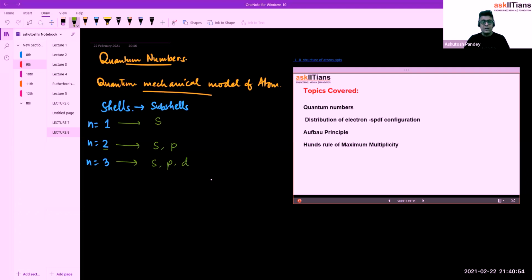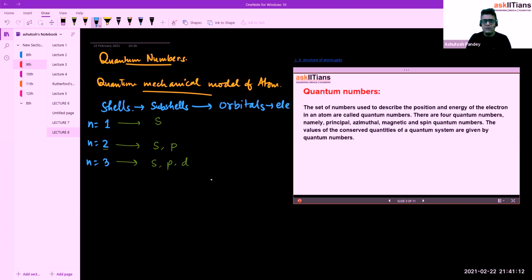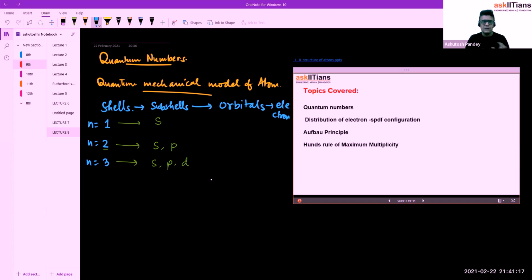Now shells have subshells, and all these subshells will have orbitals, and these orbitals will have electrons inside. Okay, so we can say that a shell is like a society, in which there are many buildings.